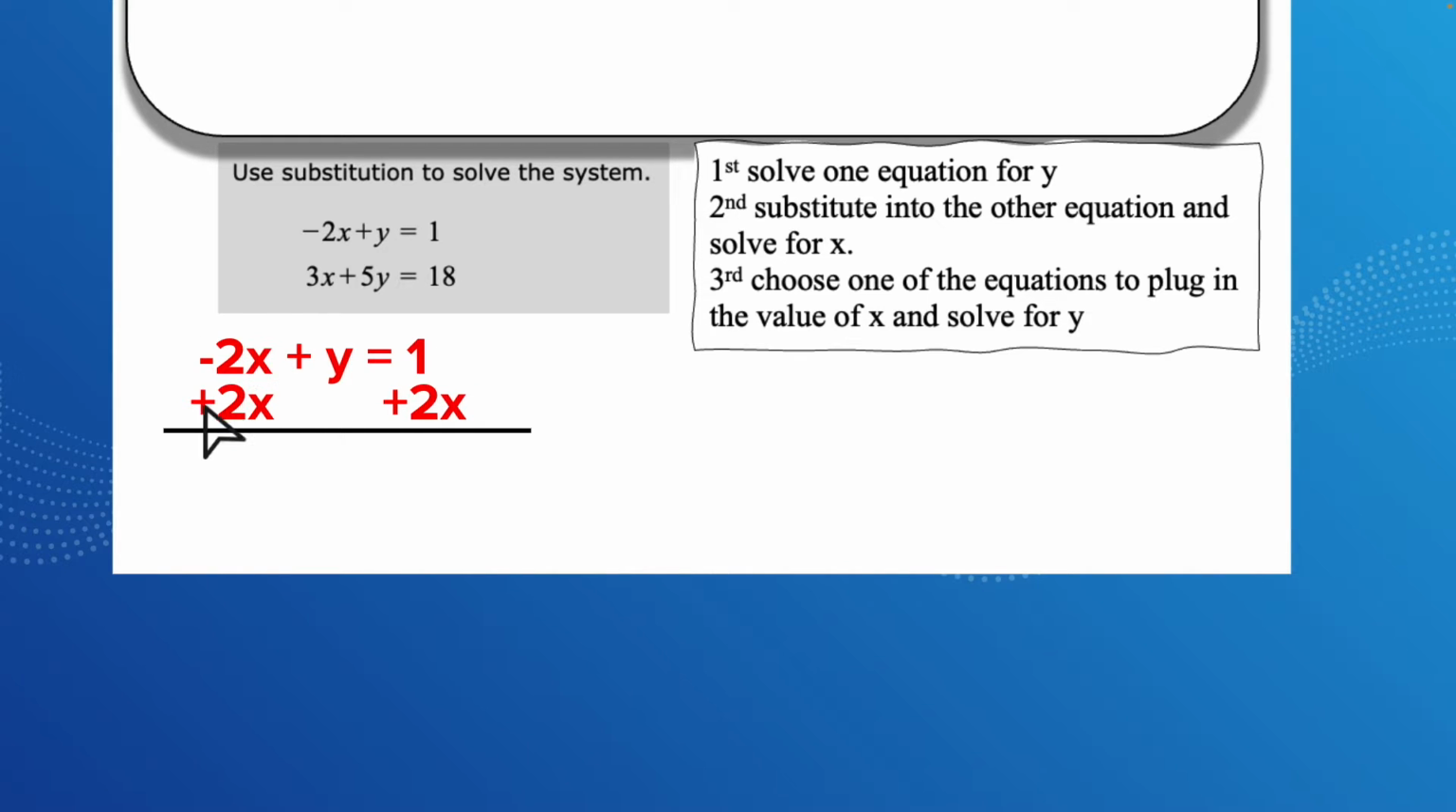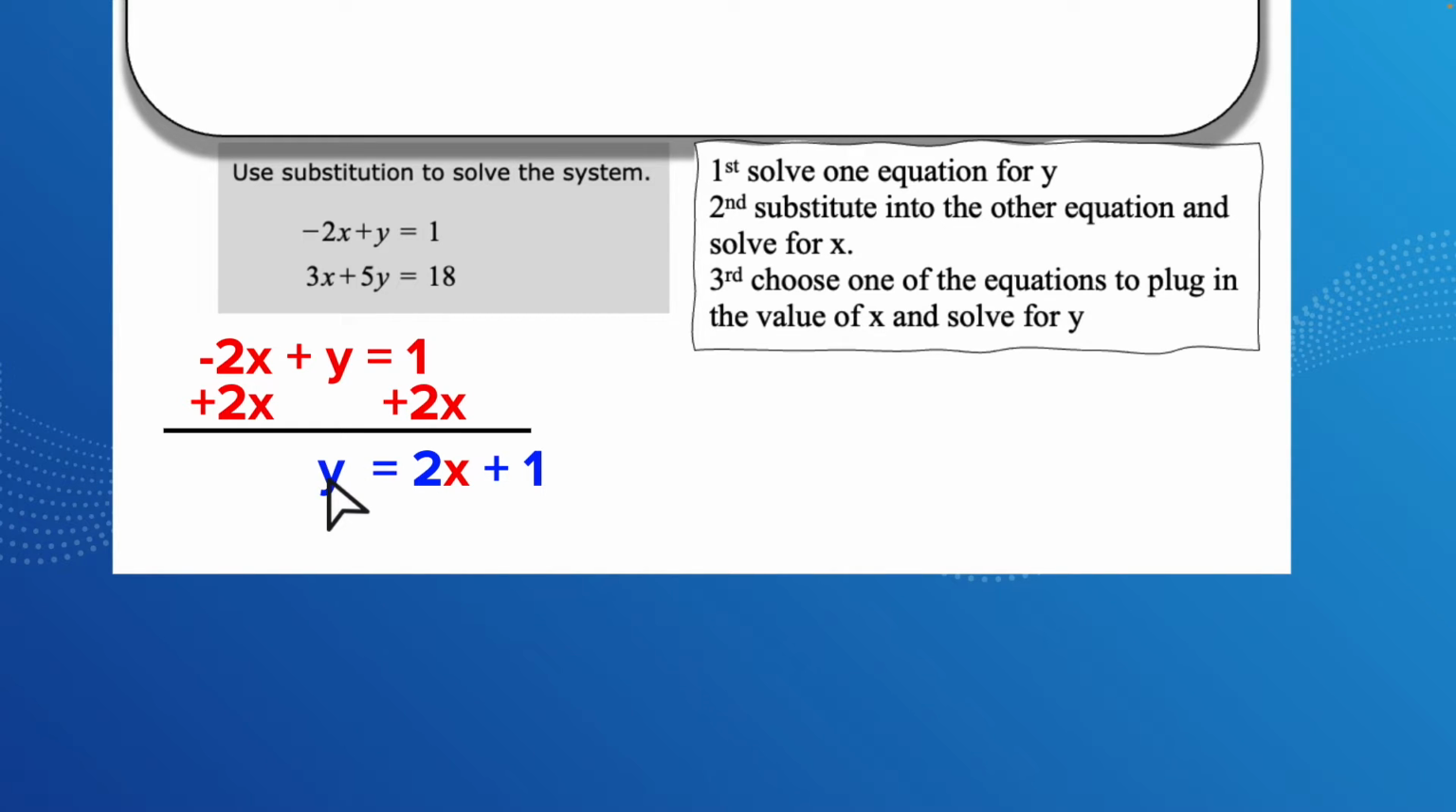Negative 2x plus 2x is 0. Y drops down by itself, and then I have 2x plus 1. Keep in mind here that I did not combine the 1 and the 2 because 2 is being multiplied by x and 1 is not. So I keep them separate like this. Now I do know what y equals. Y equals 2x plus 1.